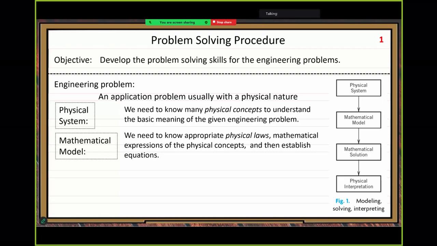Using those laws, we can set up differential equations. That's the mathematical model. After the modeling step, we will get PDEs or ODEs. Most of the time in this class it is ODEs, but we will learn also some PDE cases. After the modeling, then we need to solve the differential equations.